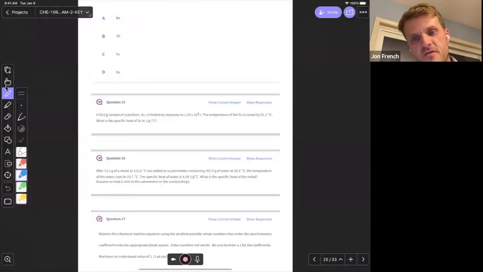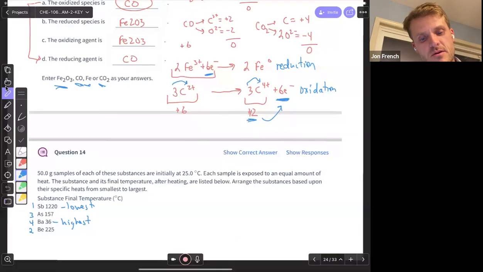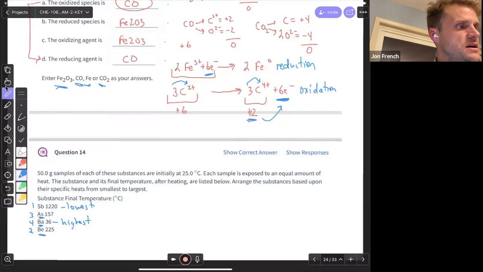All right, so to finish off question 14, right? We just want to put these in order, and yeah, I put these in order. So it should be Sb is the lowest specific heat. Beryllium should be next, arsenic should be next, and then barium should have the highest specific heat. Yeah, I think we did question 9 already.